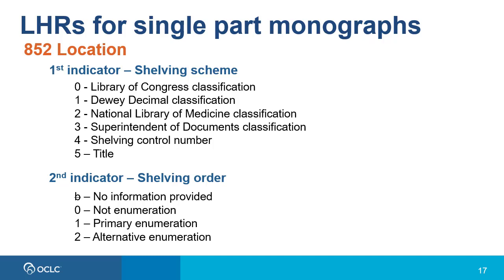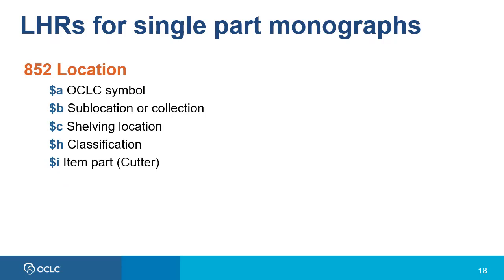So the first indicator is for the shelving scheme that you use. And so it could be a 0 for Library of Congress, 1 for Dewey Decimal, and so on. Second indicator is shelving order. So it could be a blank for no information, 0, not enumeration, and so on. The 852 subfields include subfield A, which is your OCLC symbol, subfield B, a sublocation or collection, subfield C, your shelving location for the item, subfield H, classification number, and subfield I, the item part or cutter.